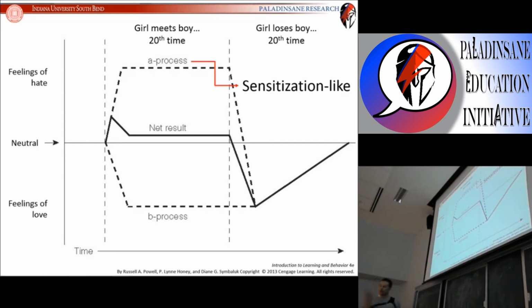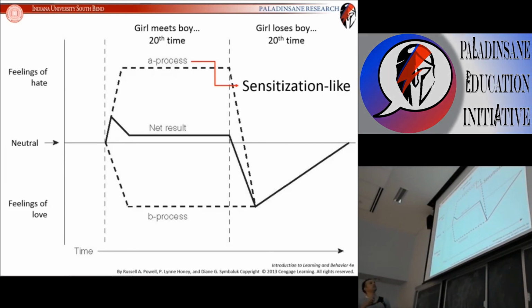So any questions on that before we do a synopsis wrap up for this A process, B process? All right, so next time you watch a rom-com, try to apply the A process, B process to it, see if it follows the pattern. But just to end, I wanted to mention, we mentioned before, it uses sensitization and habituation-like procedures. So it's not sensitization or habituation, but it's like those.